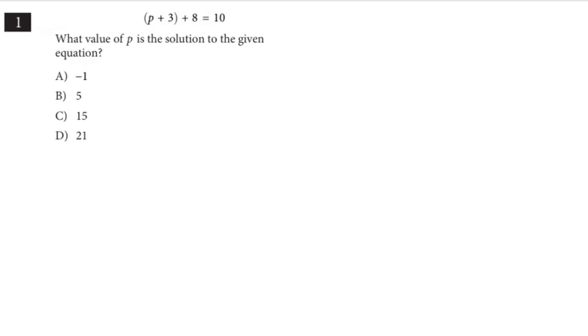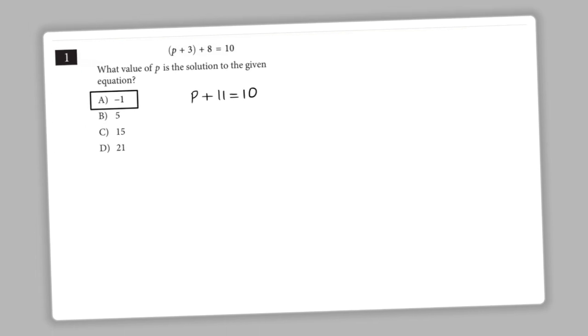Question 1. So you can see this linear equation. What value of P is the solution to the given equation? So you can quickly solve this. If you expand the bracket, it's going to be 11 and 10. So P should be -1. A is the correct answer.